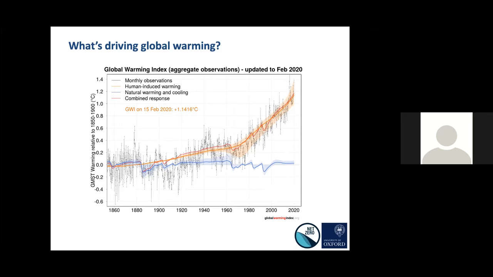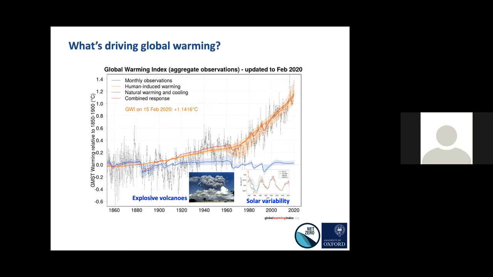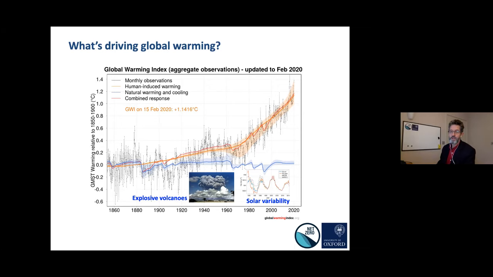The blue line shows the contributions to changes in global temperatures from natural drivers like explosive volcanoes or solar variability. The little inset panel there shows you variations in the power output of the sun since the 1980s. And you can see that's basically as long as we've been monitoring it. And you can see there is a small variation. Those are well under 1%, tenths of a percent variations in the power output of the sun over an 11-year cycle. And there's been, if anything, a general decline in power output of the sun since the 1980s. So we can't explain the recent warming as a response to changing power output of the sun.